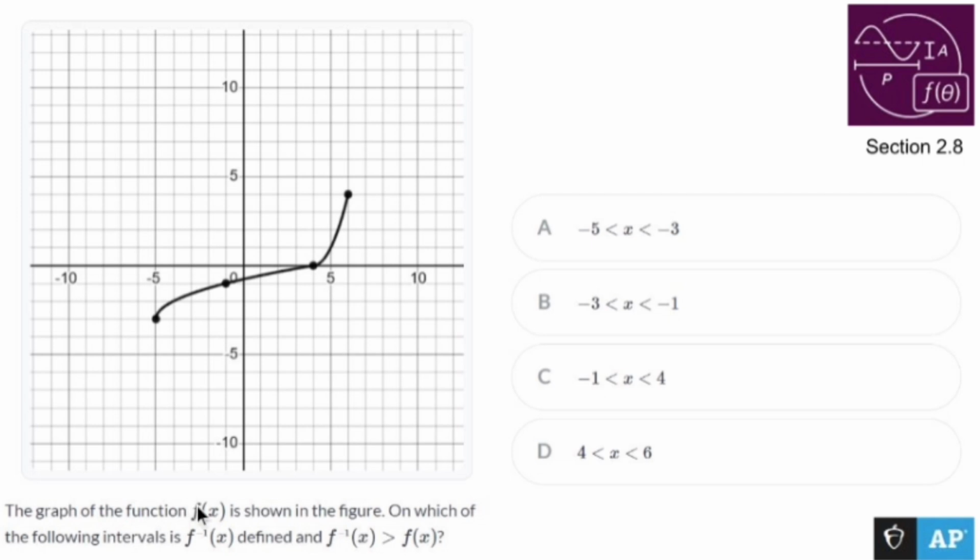The graph of the function f of x is shown in this figure. On which of the following intervals is f inverse defined as f inverse greater than f of x? All right, well, let's do this. I have 1, 2, 3, 4 points that I care about. Okay, let's write out those 4 points as regular f. I might have to erase f, but that's okay.